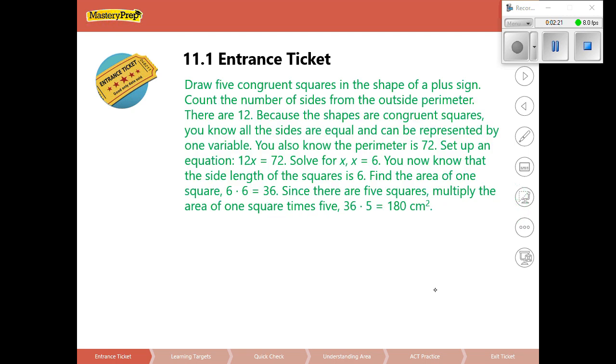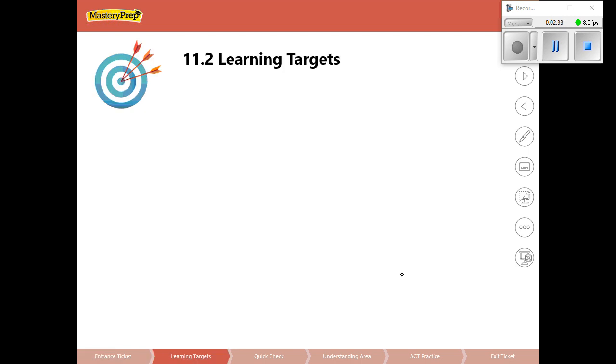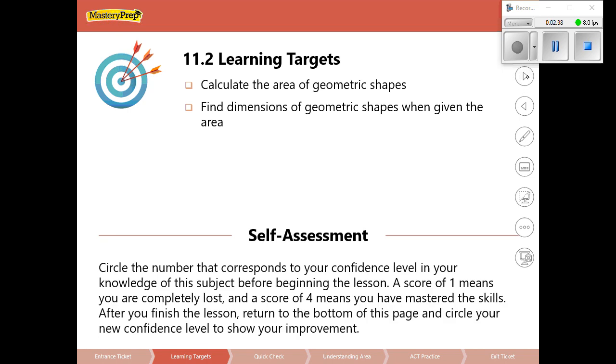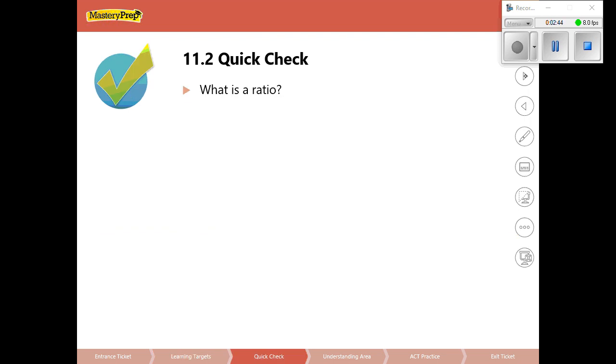Okay, so let's put the computers away, and we'll go on and look at the lesson today. So this here is just another kind of explained out way to do this. Probably a little more confusing than seeing it walk through. So what we're looking at today is calculating the area of geometric shapes. Find the dimensions of geometric shapes with given areas, going from one to the other.